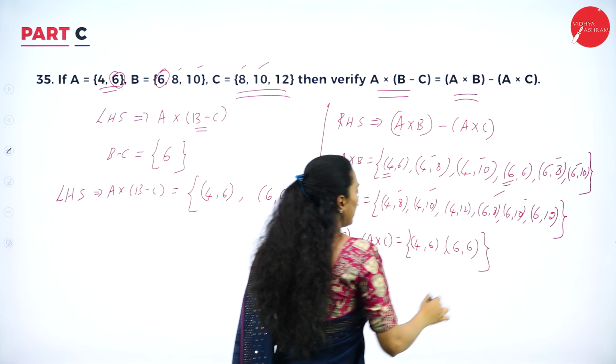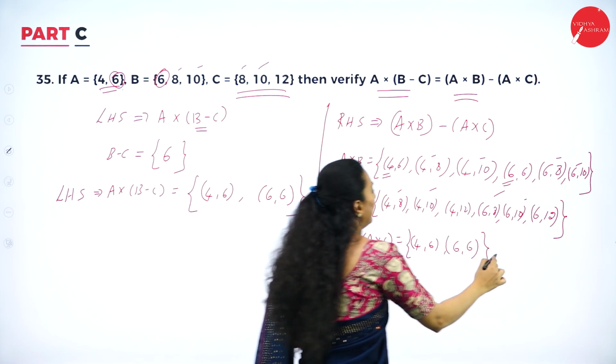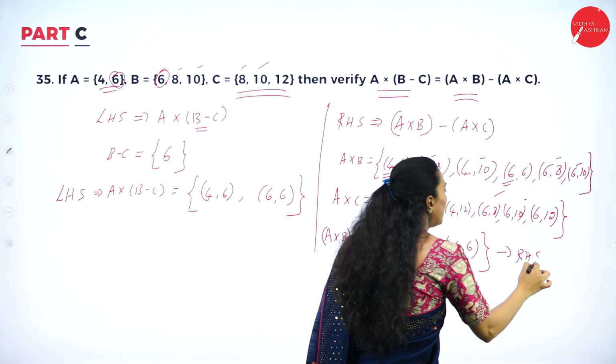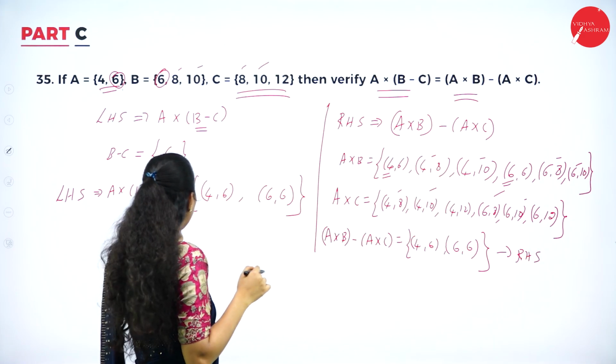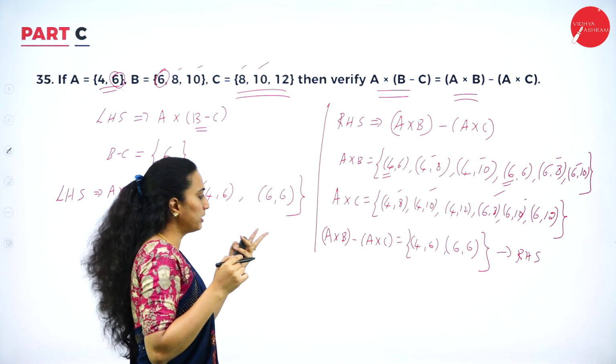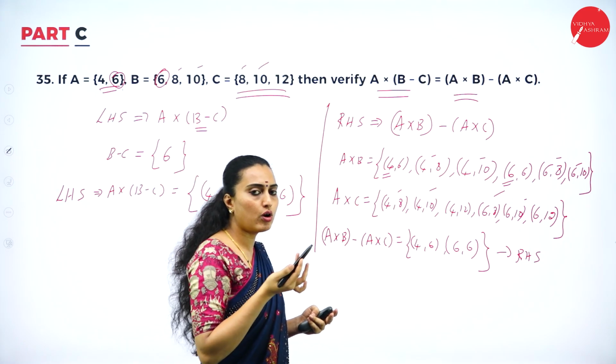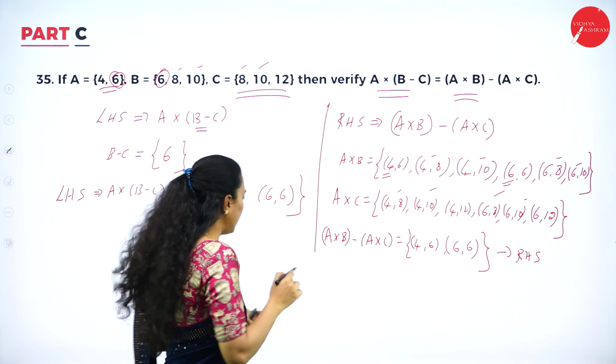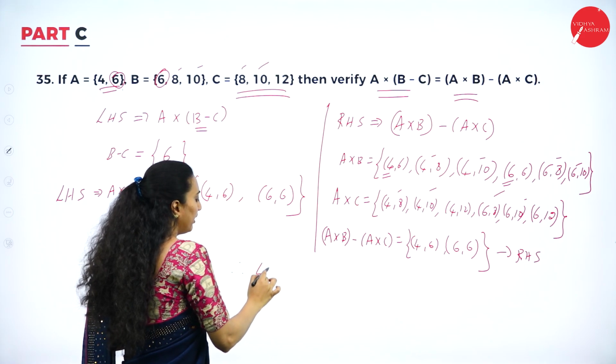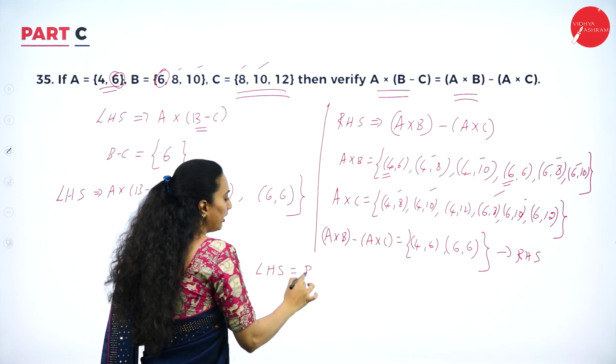See, dear students, this is the right hand side. Now see the left hand side elements. Left hand side are 4, 6 and 6, 6. Right hand side also 4, 6 and then 6, 6. Therefore, we have verified left hand side is equal to the right hand side.